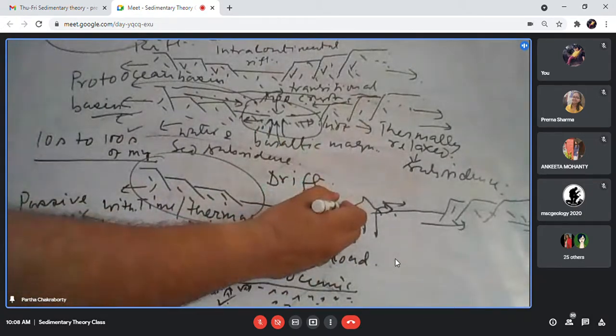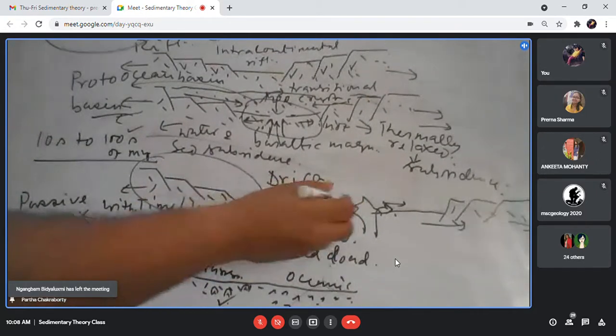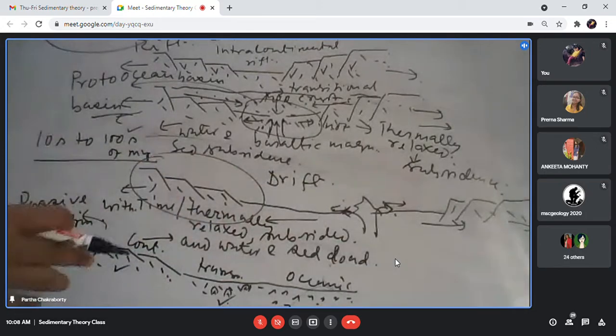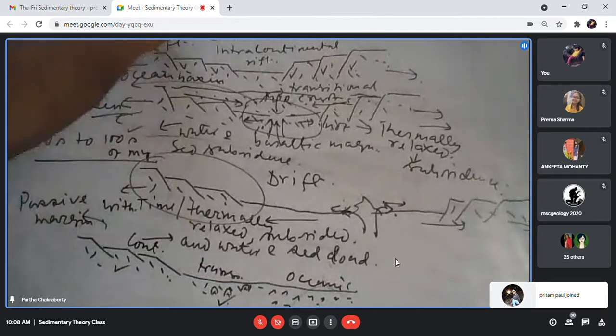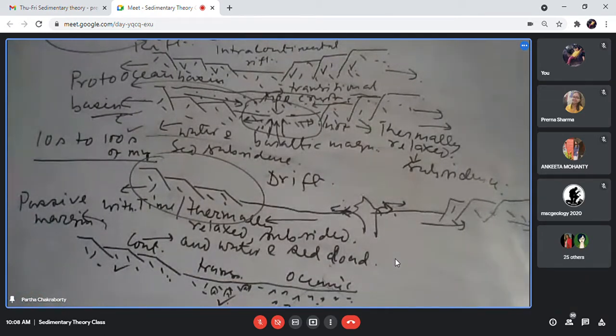So it started with a rift, it remained as an active margin, then it went away from the spreading center and thermally relaxed, subsided, and has now become a passive margin. This is what is called the rift drift passive margin transition. Rift drift passive margin transition.